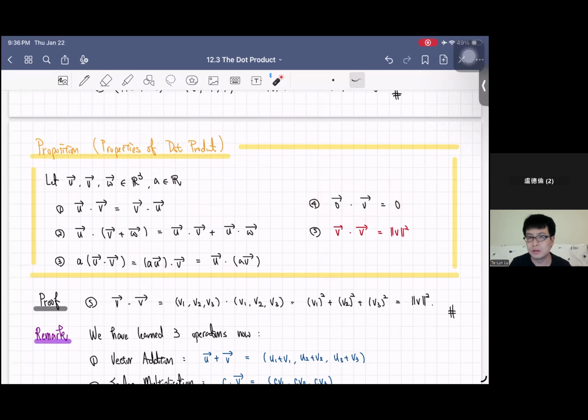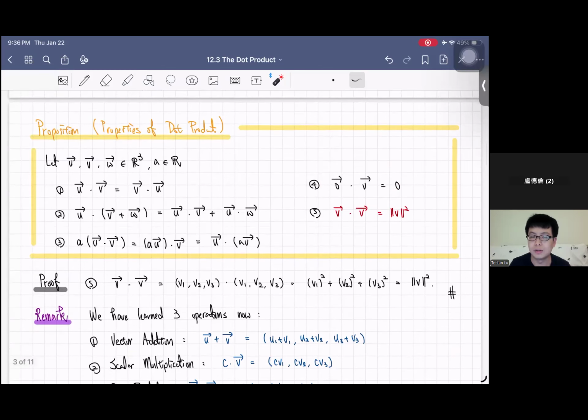And then we have a natural law, which is zero vector. So let us recall, in 2D, this is this. In 3D, this is this, okay? So 0 dot V is always 0, which is natural because 0 times everything is 0. And the last, which is kind of important, is that if you dot product a vector towards itself, then you will get the magnitude of that vector squared.